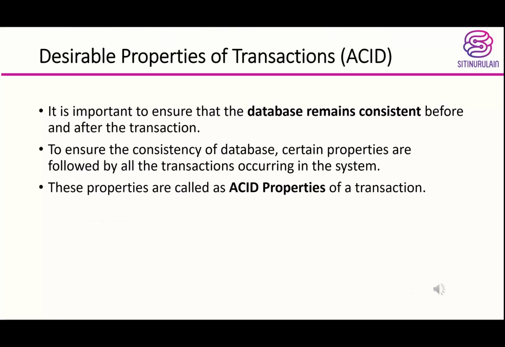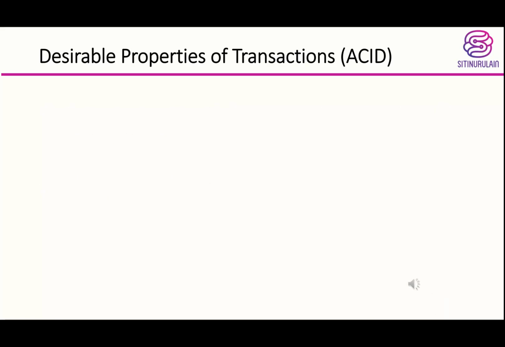It is important to ensure that the database remains consistent before and after the transaction. To ensure the consistency of the database, certain properties are followed by all the transactions occurring in the system. These properties are called the ACID properties of a transaction. The slide shows the desirable properties of transactions, ACID.